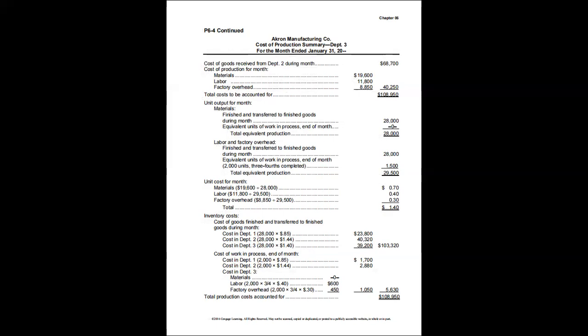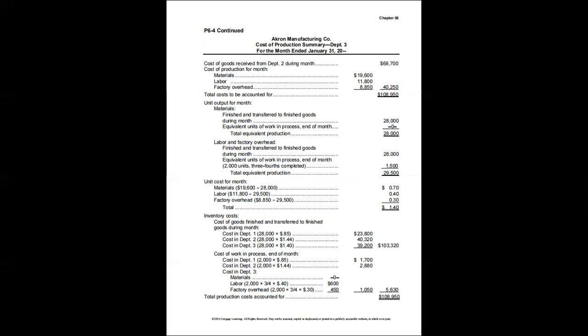29,500. Then the unit cost for the month, we have the materials 19,600 divided by 28,000 units for the equivalent production during the month. Then we have labor here. Cost in Department 1, the cost per unit. Cost in Department 2, 1.44. And the cost in Department 3 at 1.40.